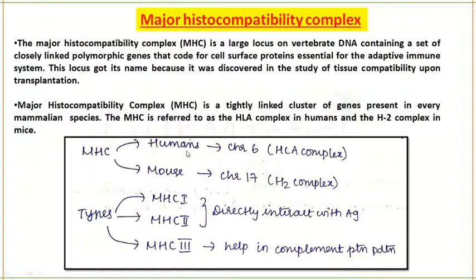If it is present in humans, it will be at chromosome 6 and it is called as HLA complex. And if it is present in mouse, it will be chromosome 17. Okay, it will be present in chromosome 17 and it is known as H2 complex. So the types of MHC are like MHC1, MHC2 and MHC3. 1 and 2 are involved in adaptive immunity where they will be interacting with the antigens, and MHC3 will be involved in the complement system.